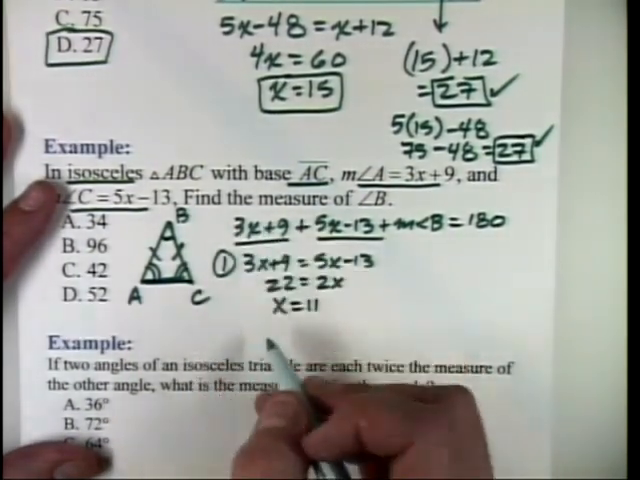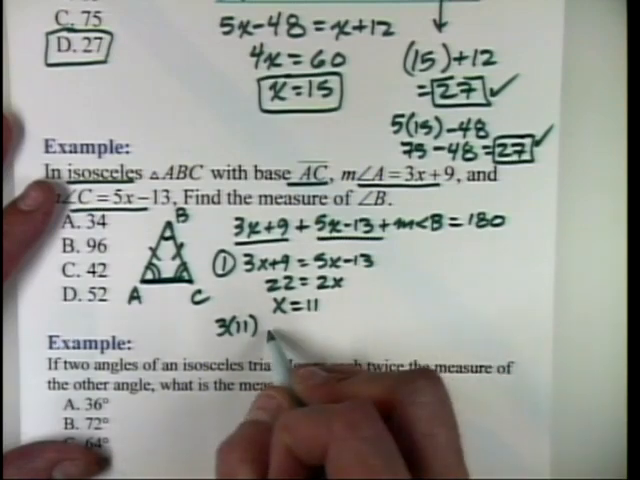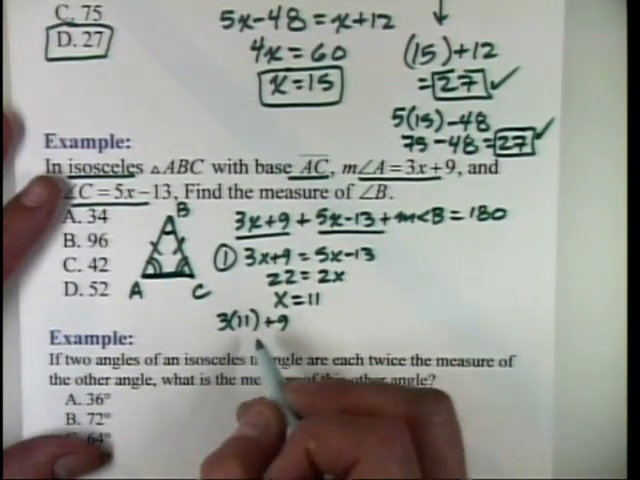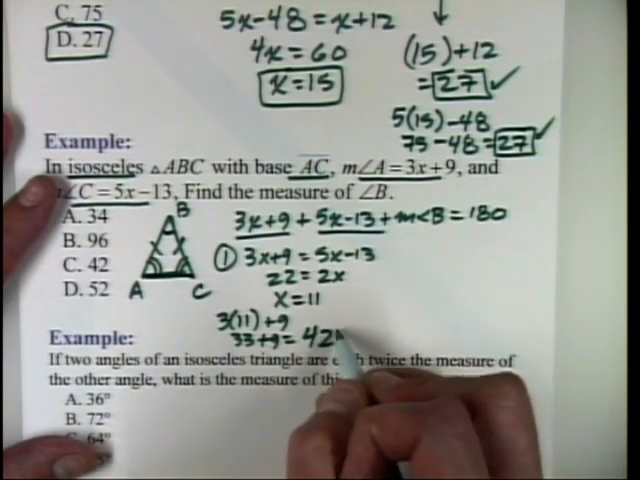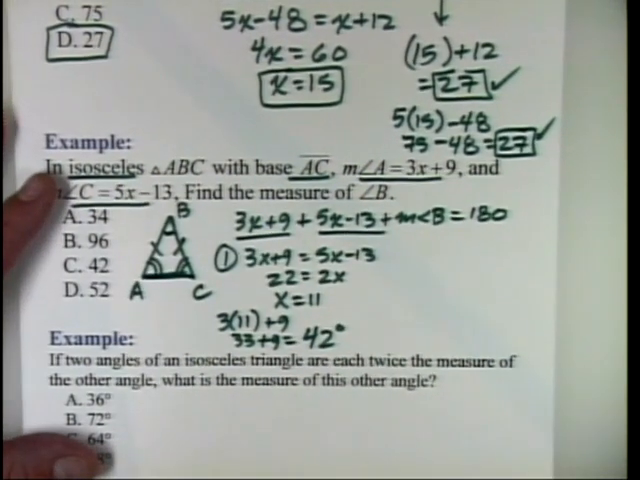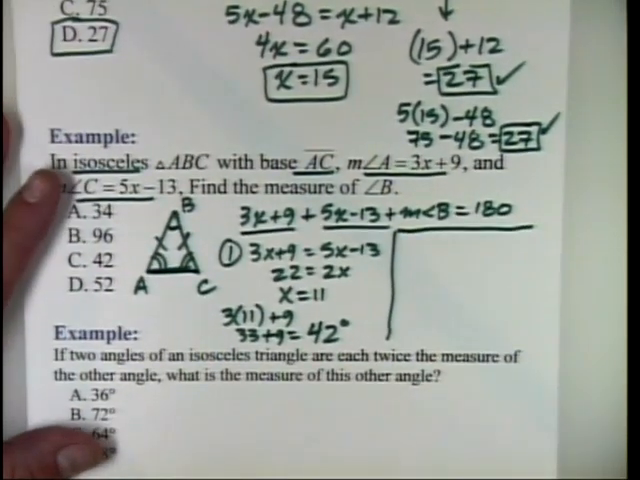Well, I can plug it into either one of the expressions. I'll choose the 3x plus 9. So 3 times my x, which is 11, plus 9 gives me 33 plus 9, or 42 degrees. So each of the base angles is equal to 42 degrees. Now I have something to work with.